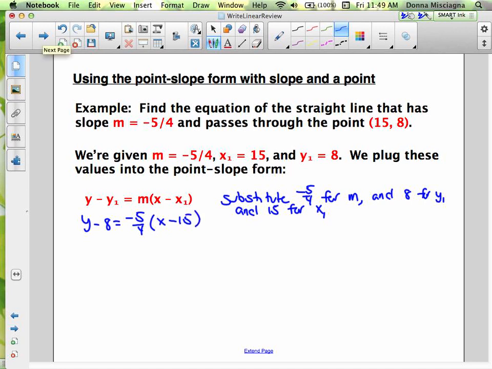Okay. Right, now we're going to distribute the -5/4 to both terms. Right, so we're rewriting these into slope-intercept form. All right, so we'll distribute the -5/4. Now this one's not going to be such a pretty fraction, but that's okay. Y minus 8 equals, oh, I should probably write that down. Distribute -5/4 to x and 15. So we have y minus 8 equals -5/4 x.